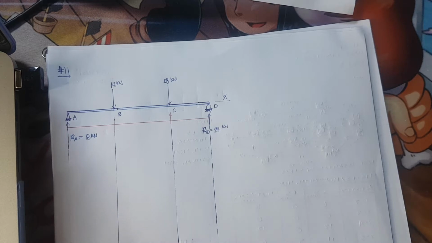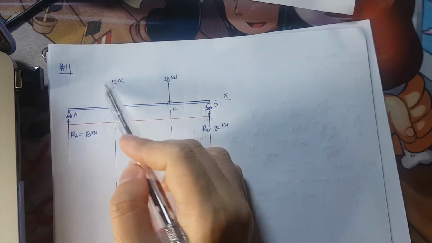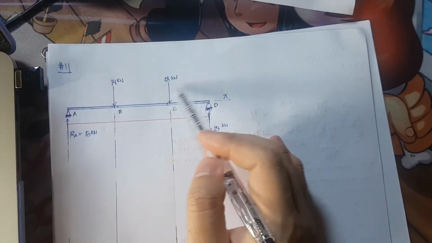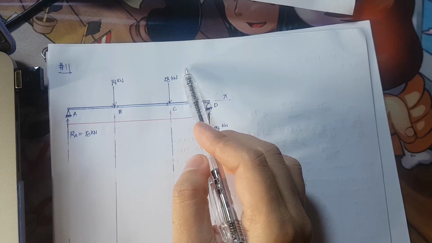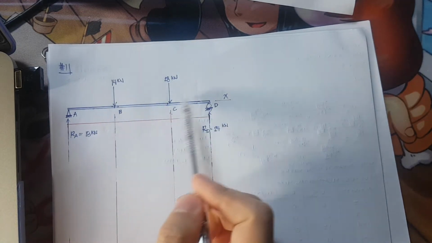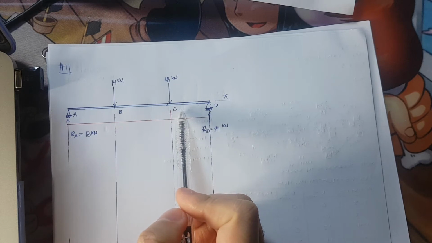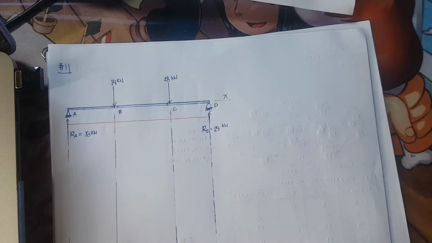From your module, you have your problem number 1. The simply supported beam carries a concentrated load of 14 kilonewtons and a concentrated load of 28 kilonewtons. Derive the expressions for shear force and bending moment for each segment. Then, for number 2, draw the shear force and bending moment diagrams. Neglect the weight of the beam.